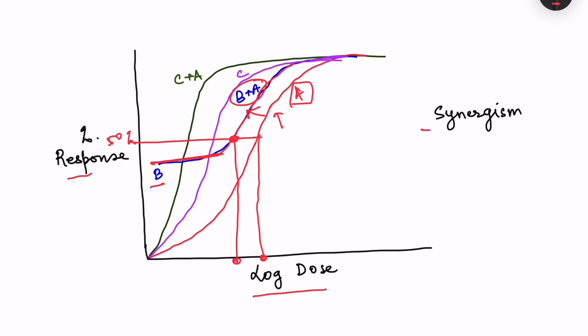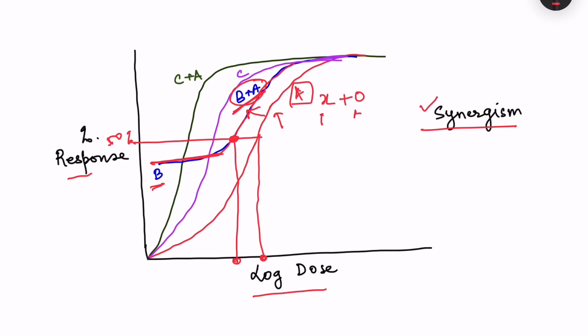Now this is known as synergism, because you see that, say suppose this is X and B response is 0 when it is given alone, then it is X plus 0. But what we see is that with B plus A, now the response is much more and dose required is much lesser. So that means the final response is much more than when the drugs are given alone. Okay, so this is what? This is synergism.